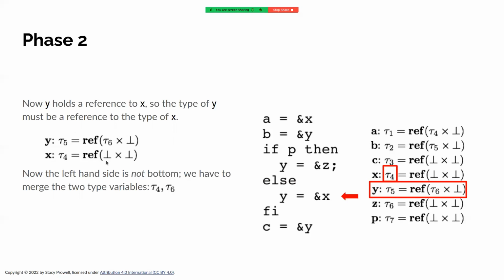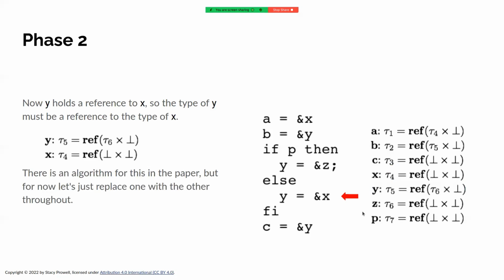Okay, the left-hand side of this pair is not bottom, it's tau 6. And so we have to merge the two type variables, tau 6 and tau 4. Okay, so what does that mean to merge them? We're going to merge them in the sense that I had this union-find set, and I'm going to merge tau 4 and tau 6.